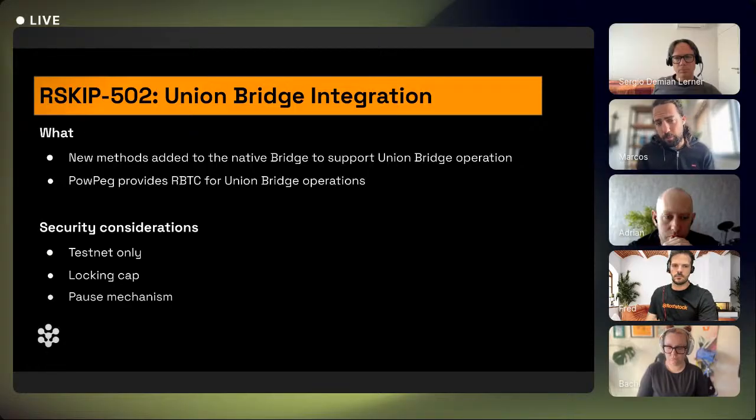So this RSKIP proposes a few new methods in the bridge. One to request RBTC, another one to return RBTC. Both of those methods can only be called from the Union Bridge contract address. There is also, as Sergio was mentioning, a cap on the amount of RBTC that can be transferred from the native to the Union Bridge. That cap will be closely monitored, to see if it's worth increasing it if it's reached, or that will be a community decision, but that's a security consideration.